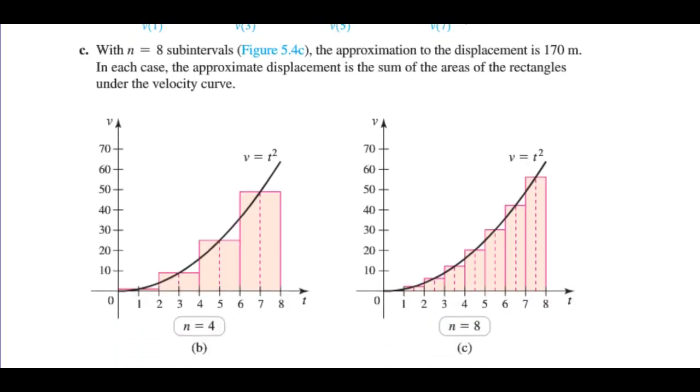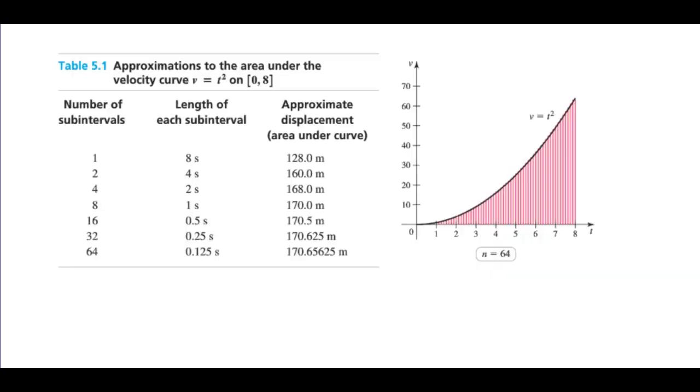So here's a little bit better representation of some figures that are drawn. And you can see there's less and less error the greater n is. So if you keep pushing n from 8 to 16 to 32 to 64, you even get closer. So you thought maybe 170 was the exact answer, but it actually approaches something closer to 170.656.